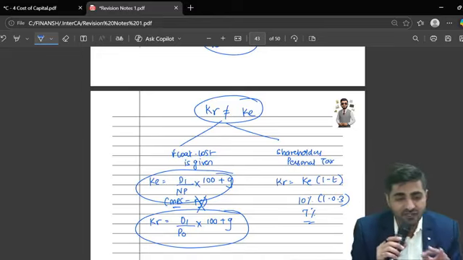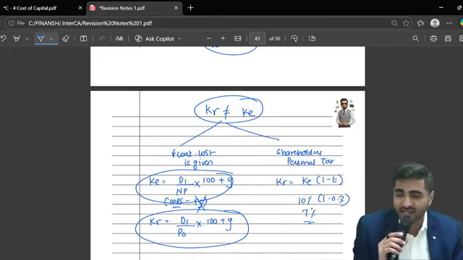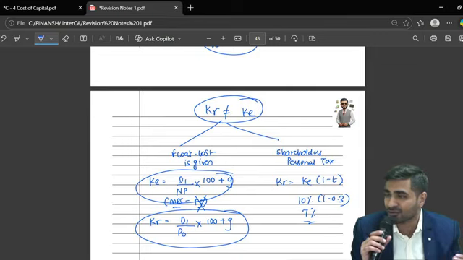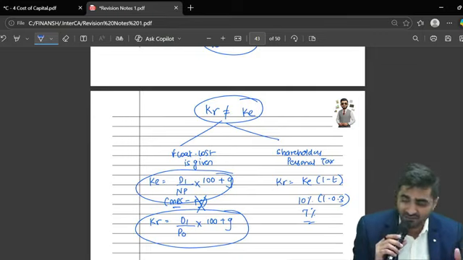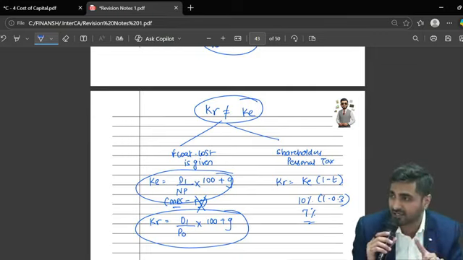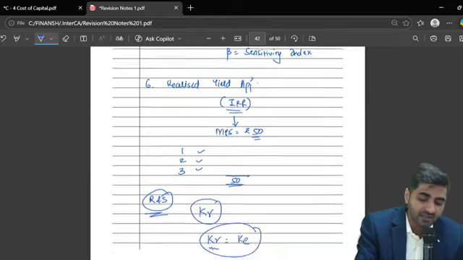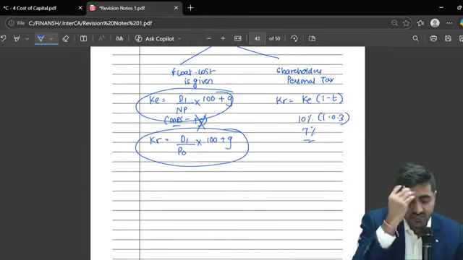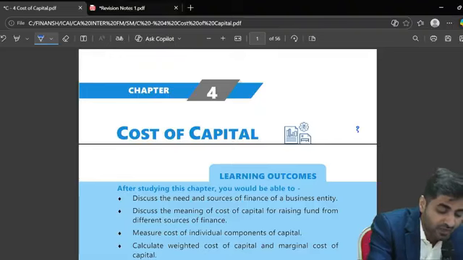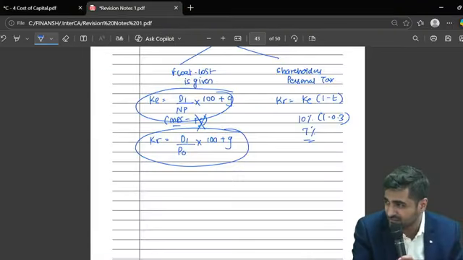That is only applicable when what is given to you? Shareholders' personal tax. If shareholders' personal tax is not given to you, then KR and KE are both going to be the same. Yes or no? Yes, sir. Okay, so this is something we are going to discuss in your next chapter. But this is how you calculate all the specific types of costs.